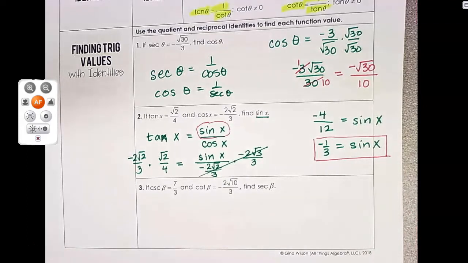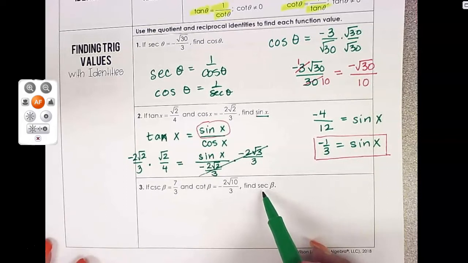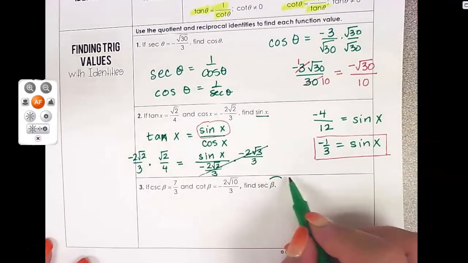Next problem, we've got cosecant of beta equals 7/3 and cotangent of beta equals negative 2 radical 10 over 3, and I am looking for the secant. So, while you're in the beginning of being able to do this, you need to just analyze, what is the secant? Secant is 1 over cosine.